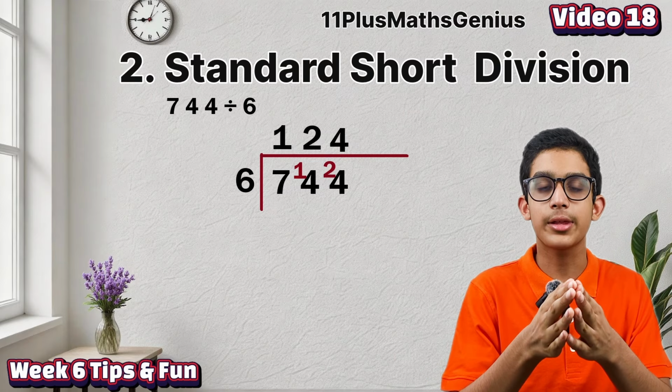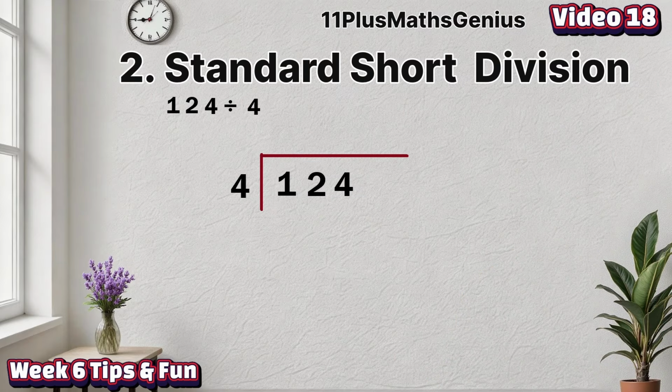Let's see some more examples. On 24 divided by 4, 1 is smaller than 4. So we take 2 digits. 4 times 3 is 12. We put 3 on the top. 4 times 1 is 4. We put 1 on the top. So our quotient is 31.